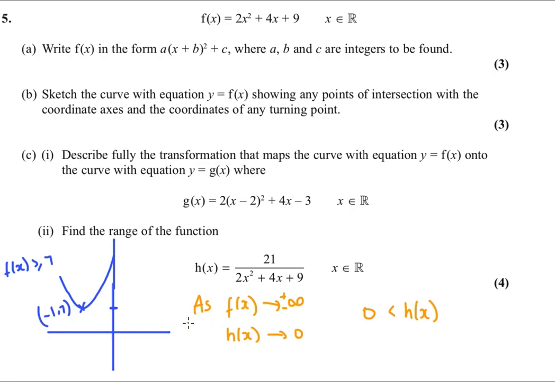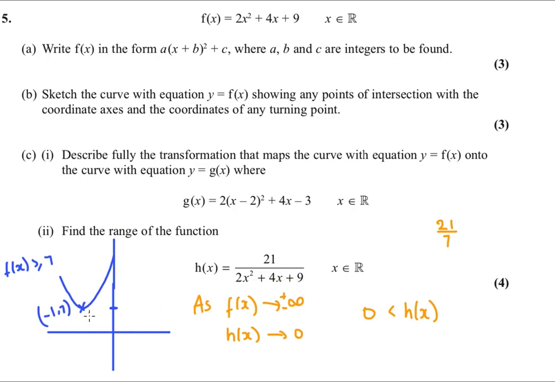Now what about the other end? So we already know that the smallest value of f of x that we can put into here is 7. So surely that's going to give us the biggest value of h of x. So we're going to have 21 over 7 will give us the largest value that h of x can be, because that's going to be the smallest number that we can ever put in here.